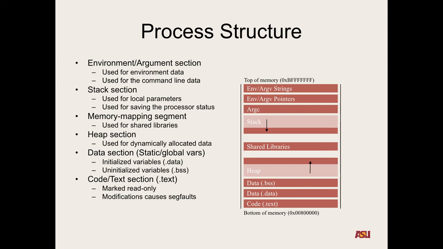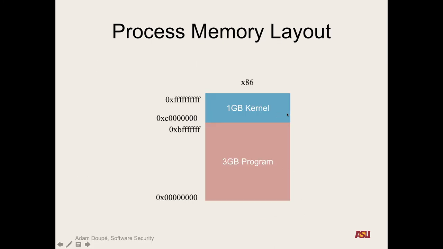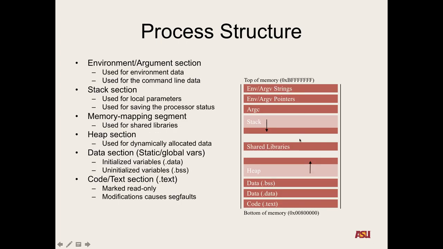Okay, questions on process structure? Is that 0x08 address fixed? I don't know. More or less, yes, but the question is, can you change it? I'm not 100% sure. You can change the split here between kernel and program memory. So you could probably change this, and yes, so probably.